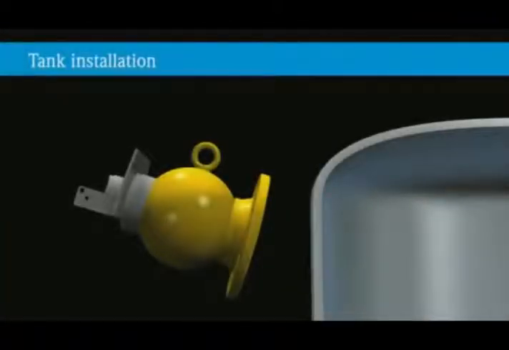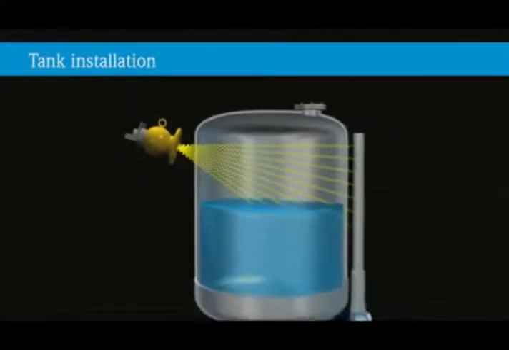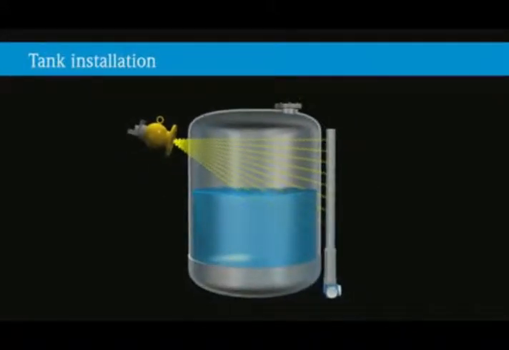In radiometric measurement, the source is installed in a container. Radiation is emitted during operation. The compact transmitter detects the radiation on the opposite tank wall and converts it into an electric level or density signal.